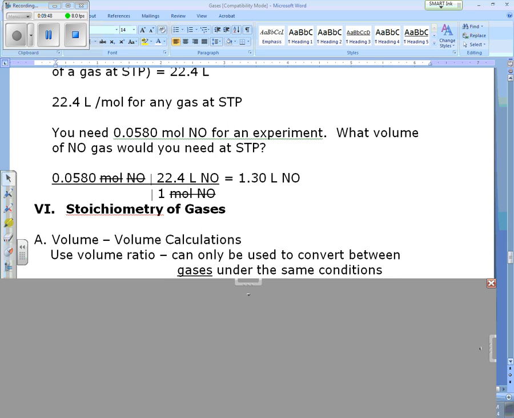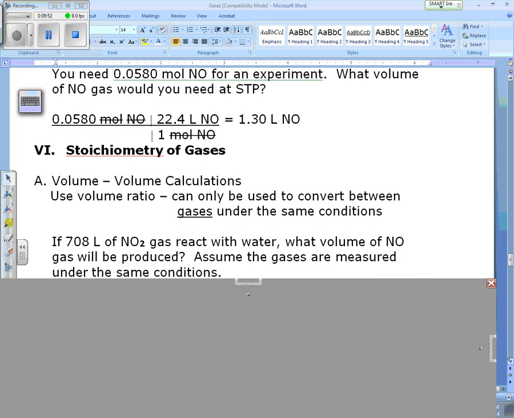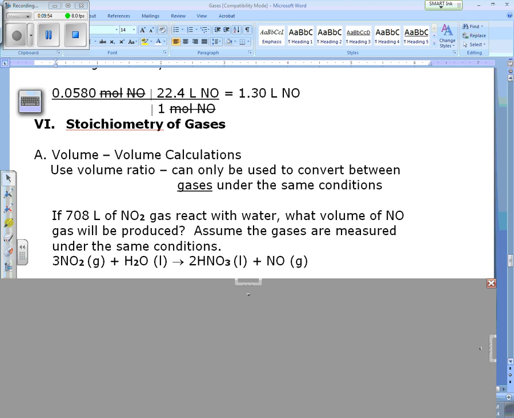It's super easy, but if you don't know to use volume ratio, it makes you really, really confused. All right, the types of problems always look the same. You're going to have a balanced equation, because you're going to have to move from one thing to another, and they give you one number. That's it. One number, it's a volume, and they're asking you about the volume of something else. And you have a balanced equation. That means volume ratio.